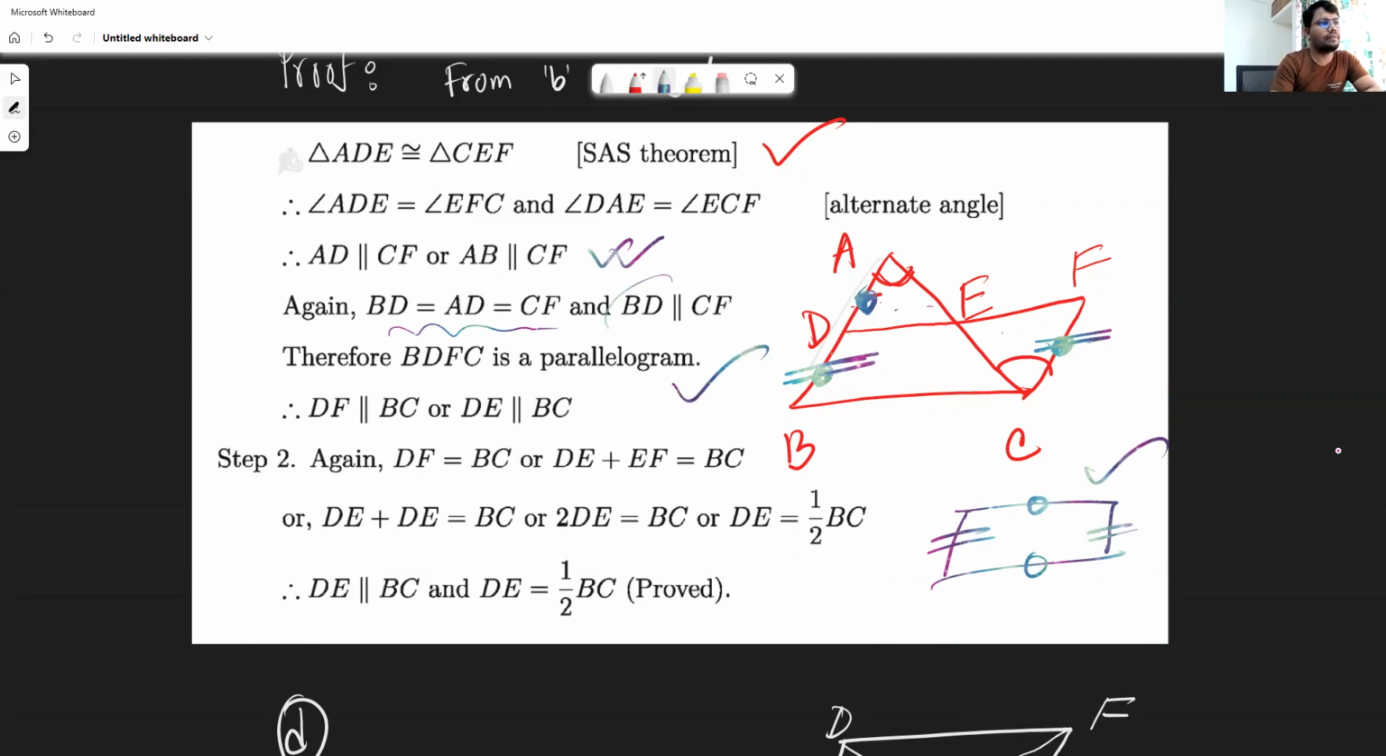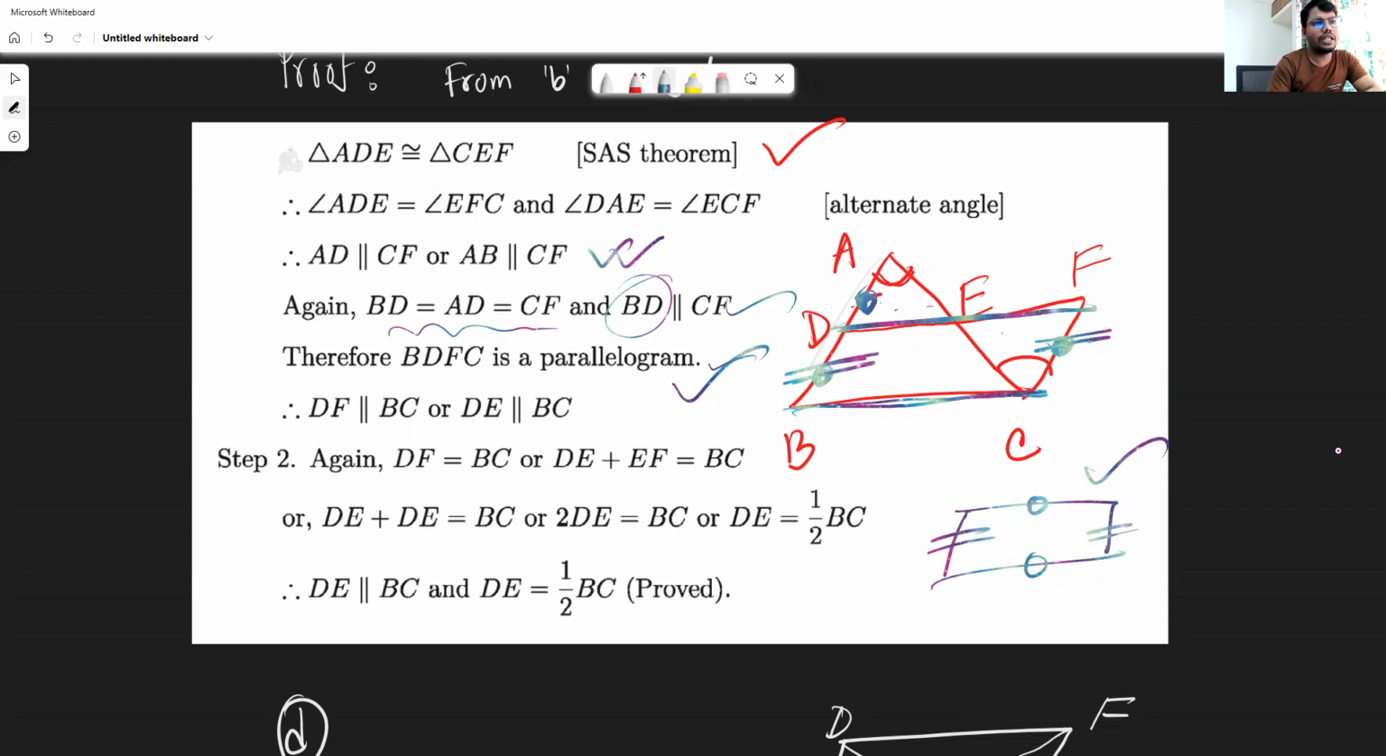Opposite side DE must be parallel with BD. BD must be parallel with CF. So this is the parallelogram. In a parallelogram, two opposite sides are equal and parallel. Okay. Now in the parallelogram, we know the opposite sides are the same. So here DF side is equal to BC side. These two sides are the same due to the parallelogram.